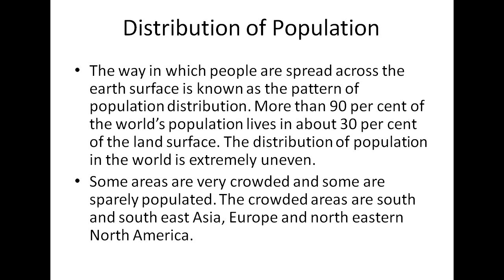Now some areas are very crowded and some are sparsely populated. Now what does this line mean? Some areas you will find very crowded, like India and China. They have most of the population living in these particular areas. Now some are sparsely populated, where very few people live because of the circumstances or the kind of area that is there.